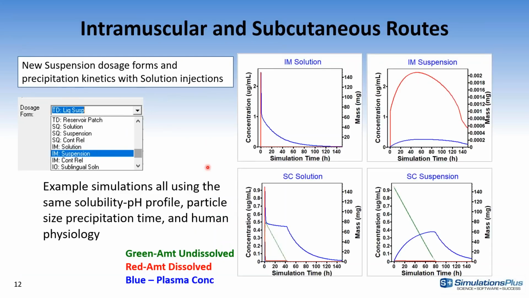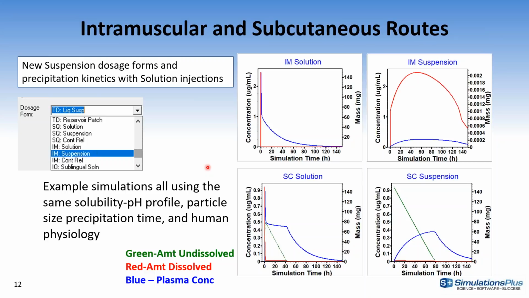For the intramuscular and subcutaneous administrations, we have finally added the immediate release suspension injections. Previously, you already had the option to do simple solutions or controlled release type formulations, but the dissolution and precipitation kinetics in the administration compartment, so in the muscle or subcutaneous tissue after injection, was not captured. Now we have added the options to do the suspension as well as account for that precipitation and redissolution dynamics with the solution dosage forms.